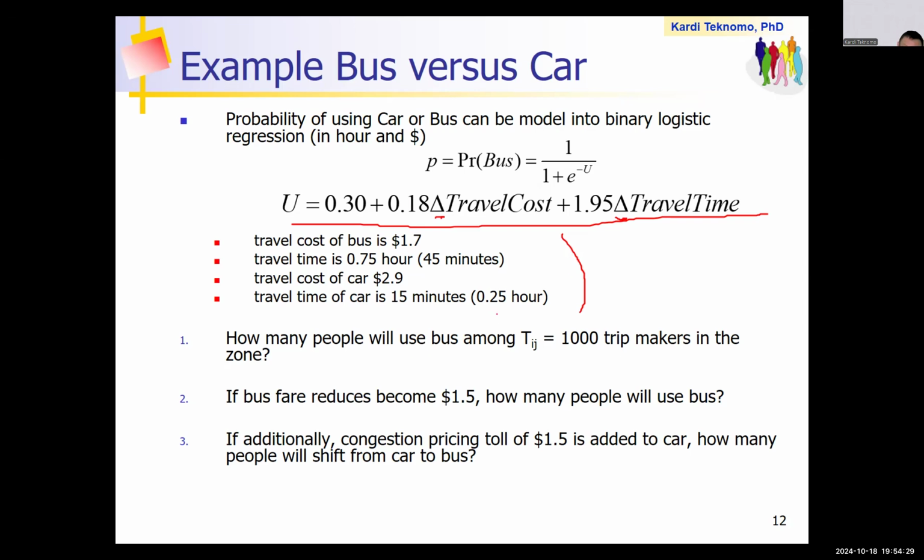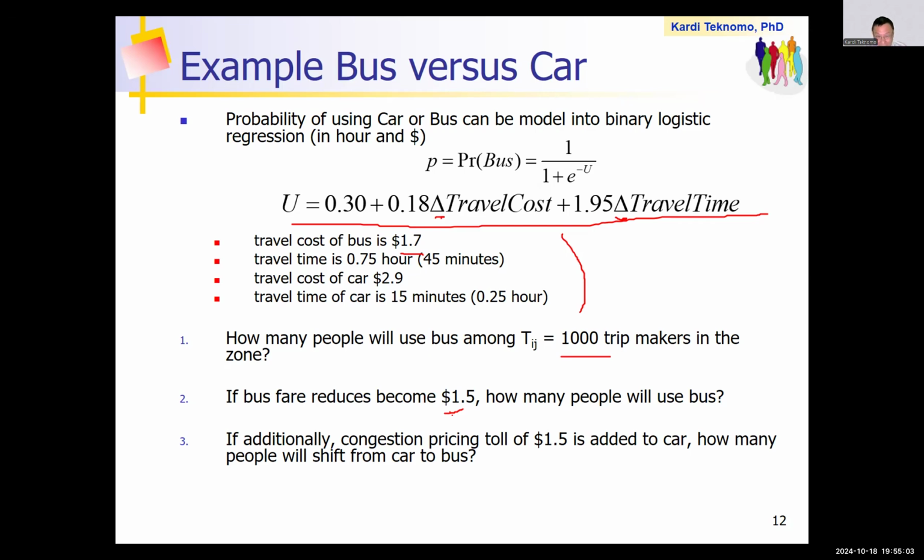So the question: suppose that Tij, that small cell in the gravity method table, is 1000 between I and J. And now, this is the current condition. Using this model, if the bus fare is reduced from 1.7 to 1.5, how many people will use the bus?